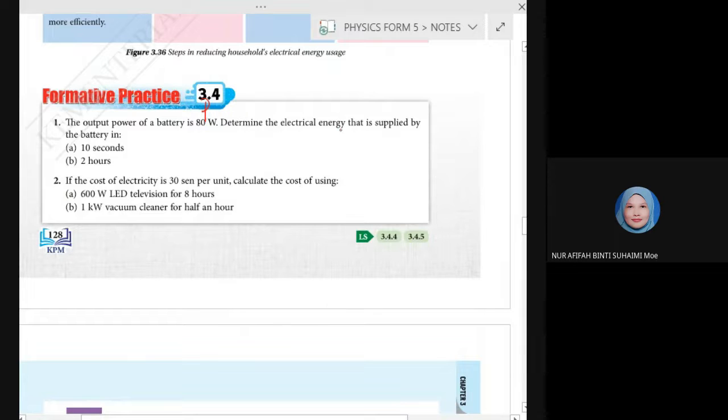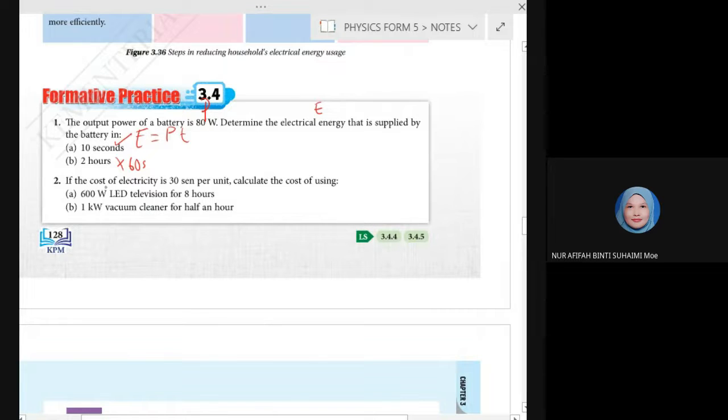Determine the electrical energy that is supplied by the battery in 10 seconds and in 2 hours. So this one is easy. E equal to PT. So just multiply by the time in second. This one does not need to be changed, but for part B we need to change: 2 hours times 60 seconds. Right, but it has already given 80 watts.